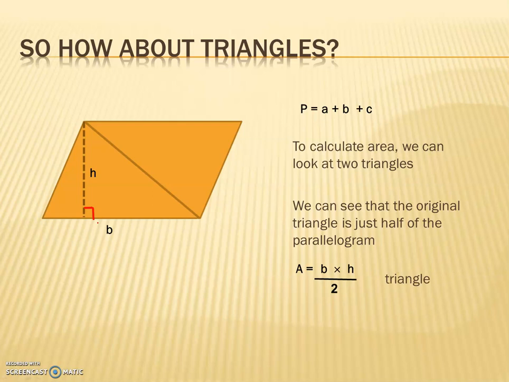But we were talking about a triangle, remember? So since this triangle is only half of the parallelogram, okay, so let's get rid of this part of it. It's going to be base times height divided by 2. Sometimes it's written a half times base times height, or b times h with a division symbol at the end by 2.